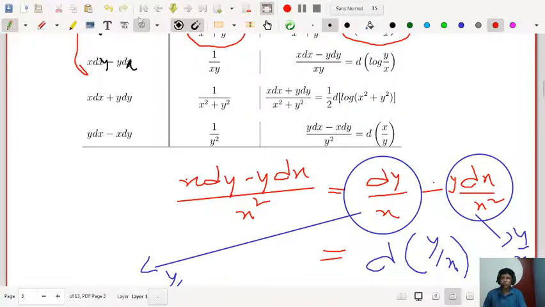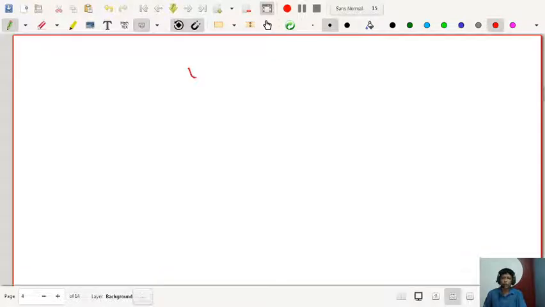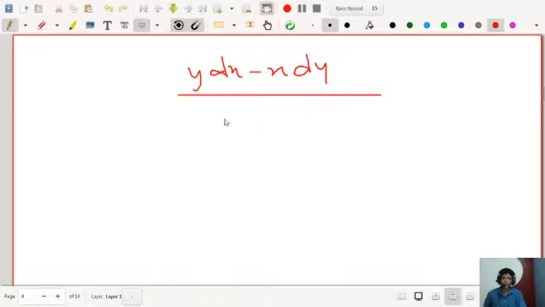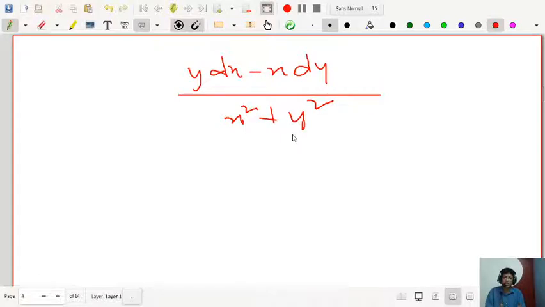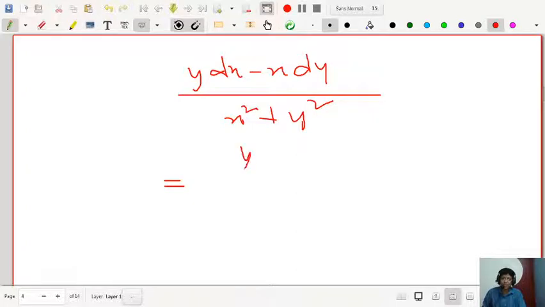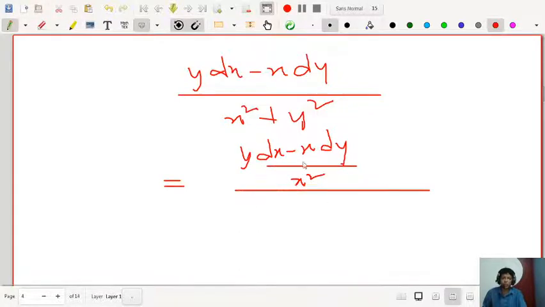Let us add a page here. So you have y dx minus x dy by x square plus y square. Okay, 1 by x square plus y square is the integrating factor, and you are multiplying the expression with this integrating factor. Now how did you get that? Let us divide the numerator and denominator by x square. You have learned that if you divide by x square, your numerator will be d of y by x. That is why I am using that technique.